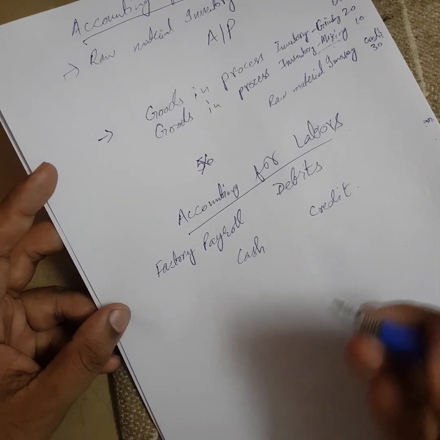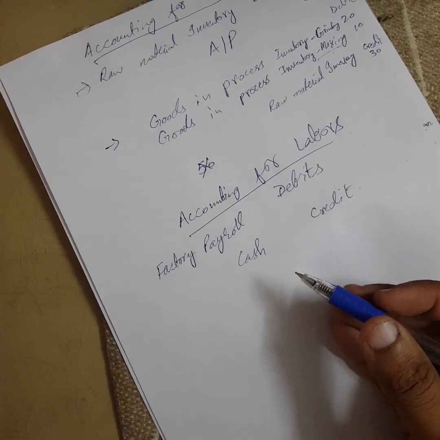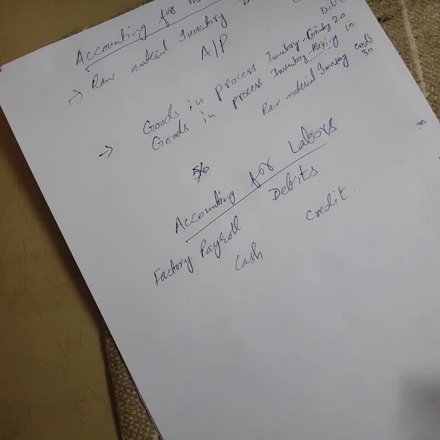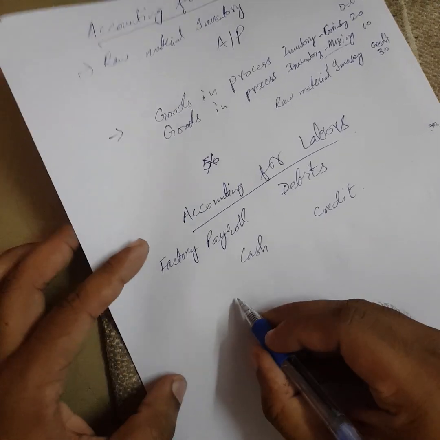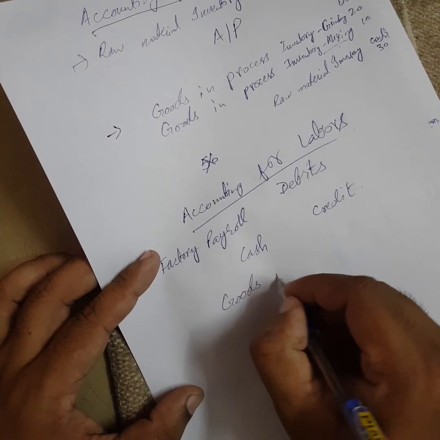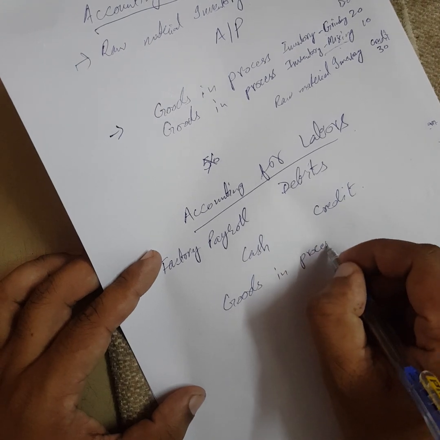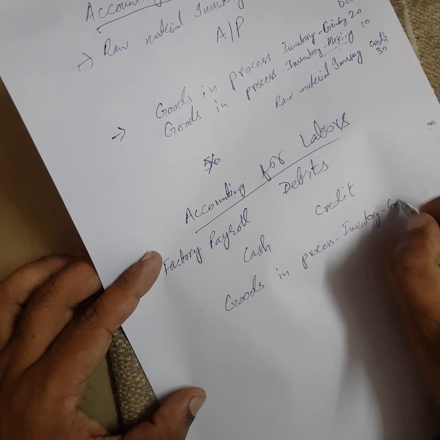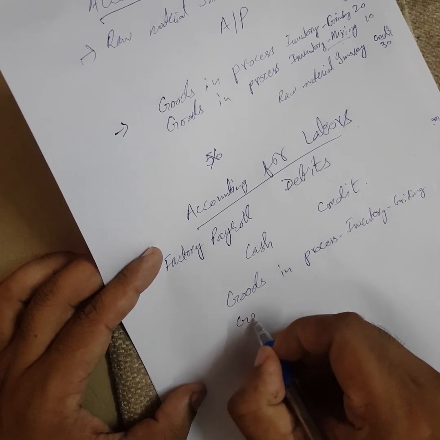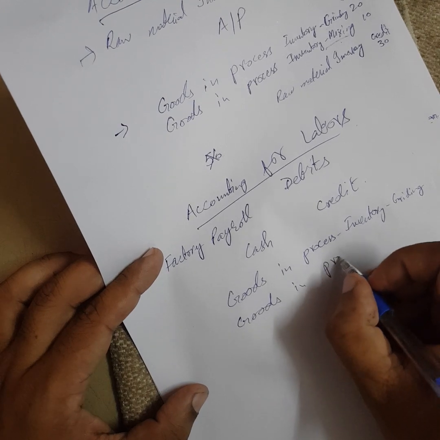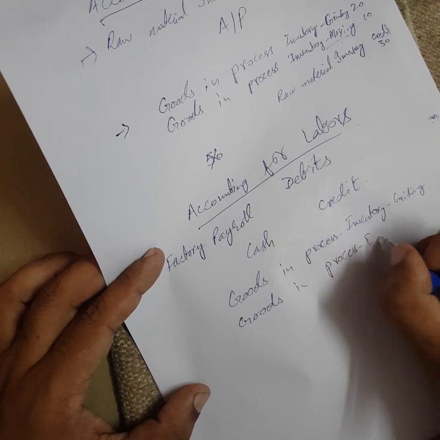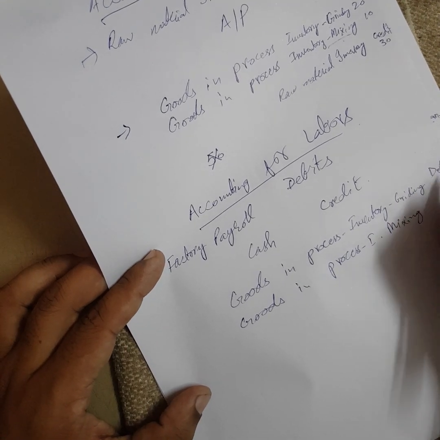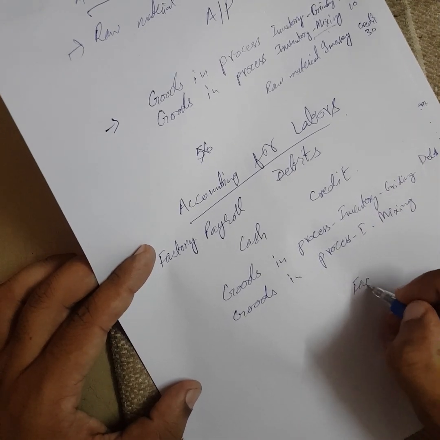Now again, how will we deal with the payrolls of labors? As you all know, in the grinding process department the labor is different and in the mixing department the labor is different. We will pass an entry: goods in process inventory in the grinding department, goods in process inventory in the mixing department debit, and we will credit the factory payroll.